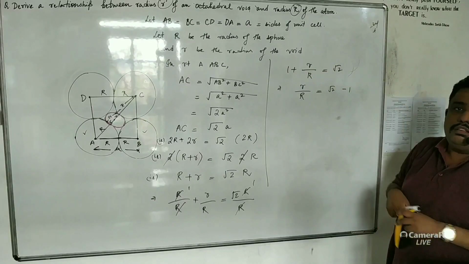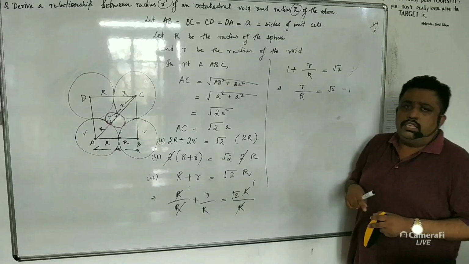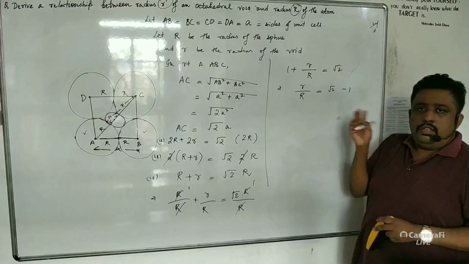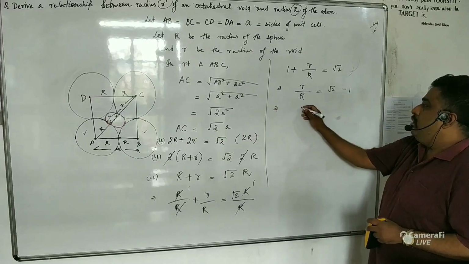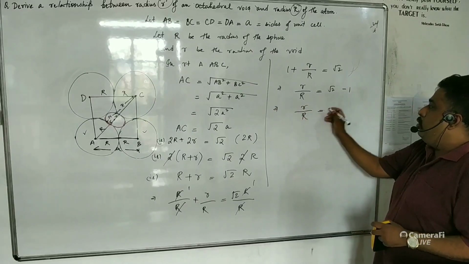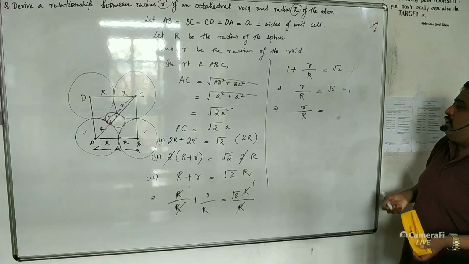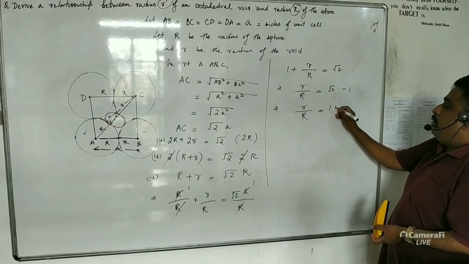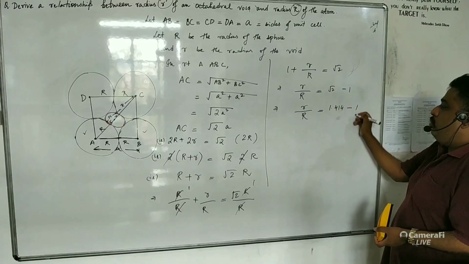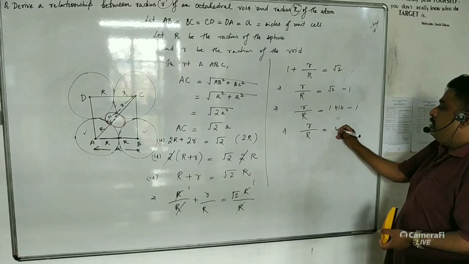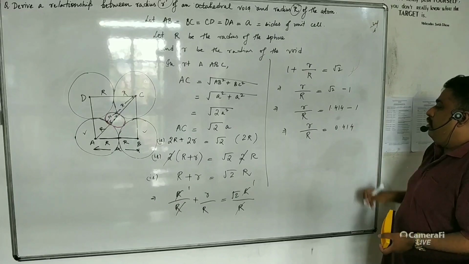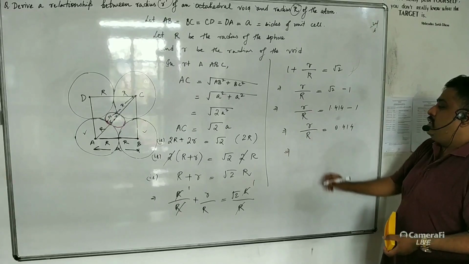1 I am taking to the right hand side, or I can say that subtracting 1 on both sides, right? That is the correct way of saying it. So r by R is equal to, what is the value of root 2? Use a calculator, or else if you know it, 1.414, minus 1. So it comes out r by R is equal to 0.414.